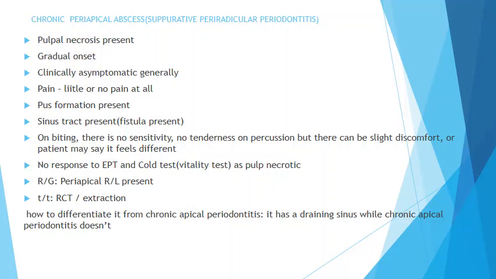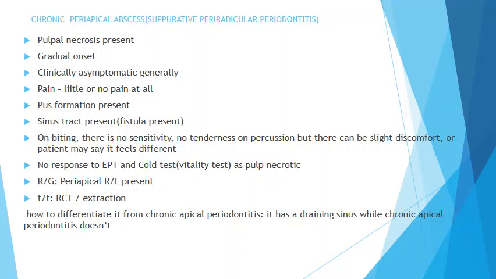Now this is chronic, so it will not have a rapid onset. It will have a gradual onset. And clinically it is generally asymptomatic. There will be no pain at all or very little pain. Pus formation is present. Now a very important feature of chronic abscess is that a sinus tract is present. Fistula present. This is very important. Whenever you see a sinus tract or fistula present, you go for chronic abscess.